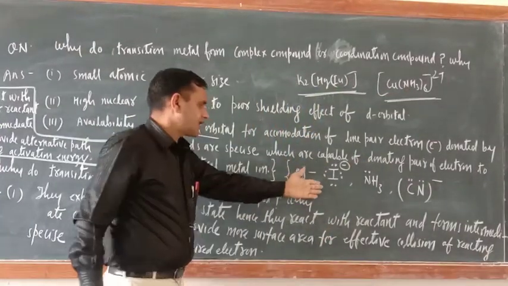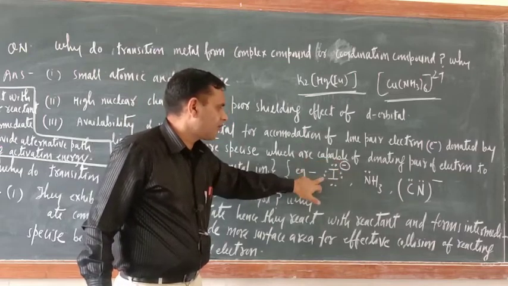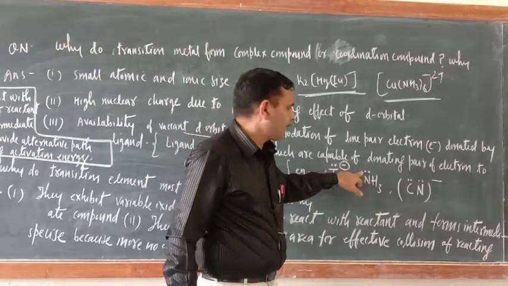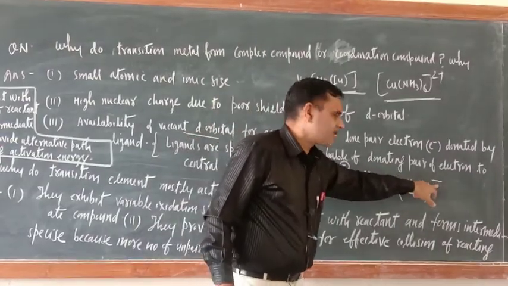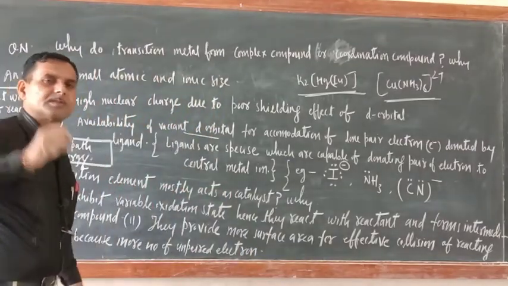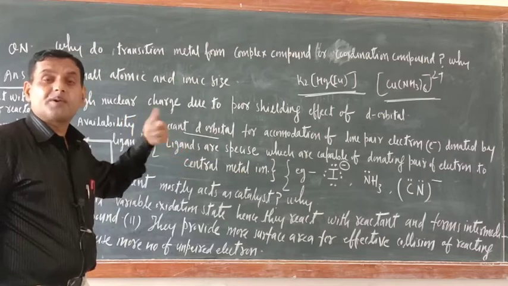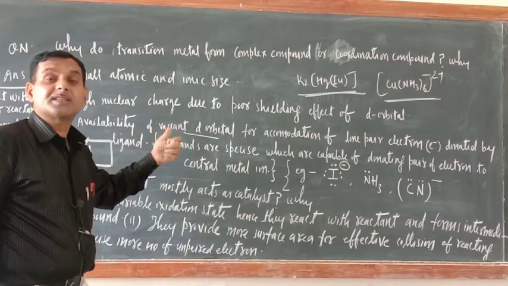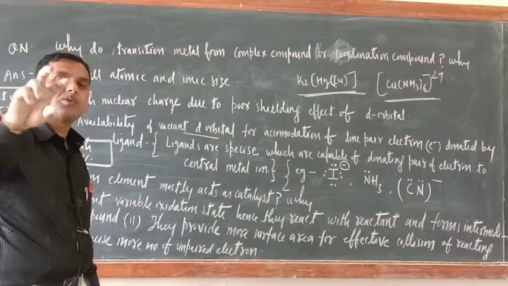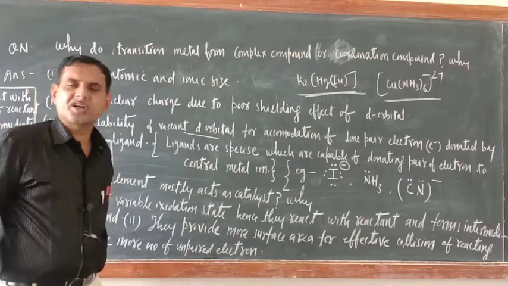Now I wrote here examples of ligands: I negative, NH3, where nitrogen has a lone pair of electrons, and cyanide single negative. So what are ligands? Ligands are species which are capable of donating a pair of electrons to the central metal atom. Between the ligand and the central metal atom a coordinate bond is there. That is why their other name is coordination compounds also.